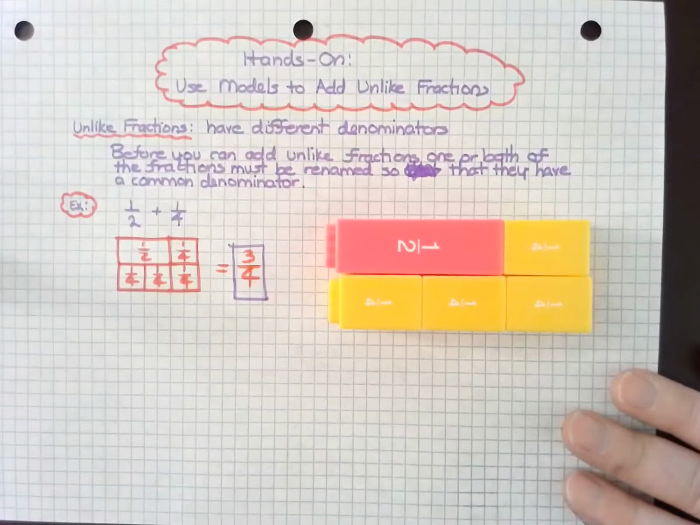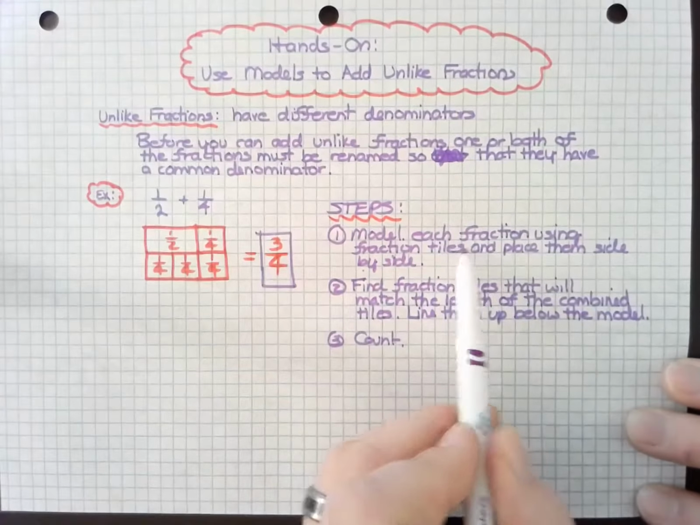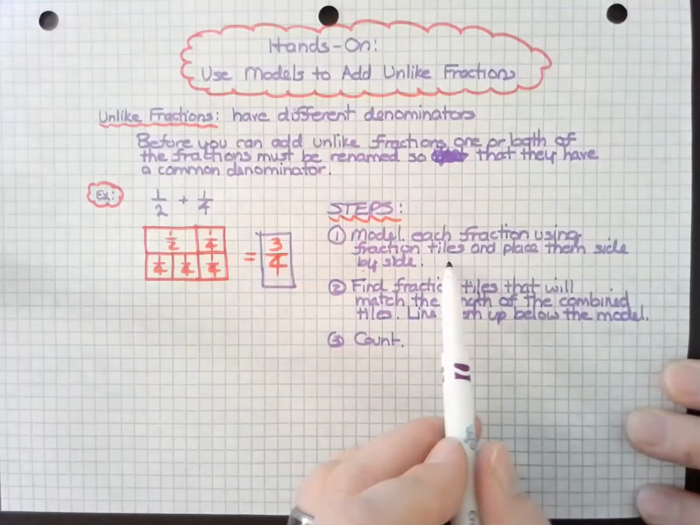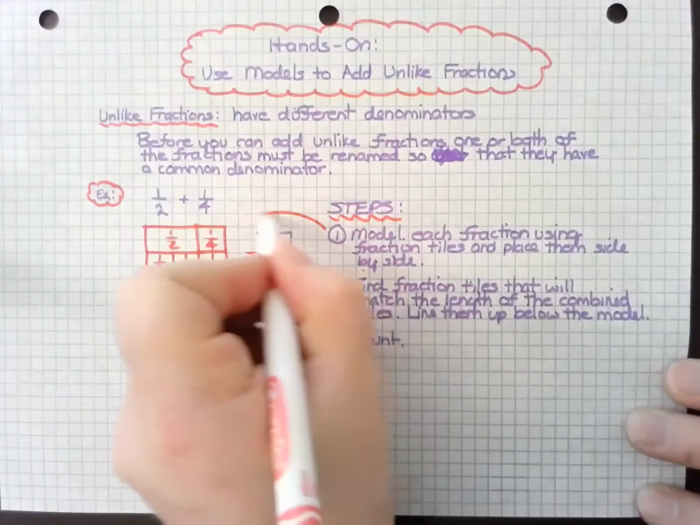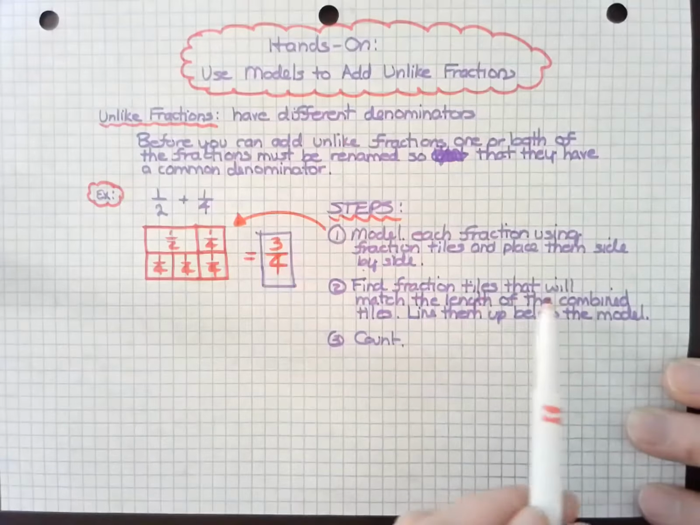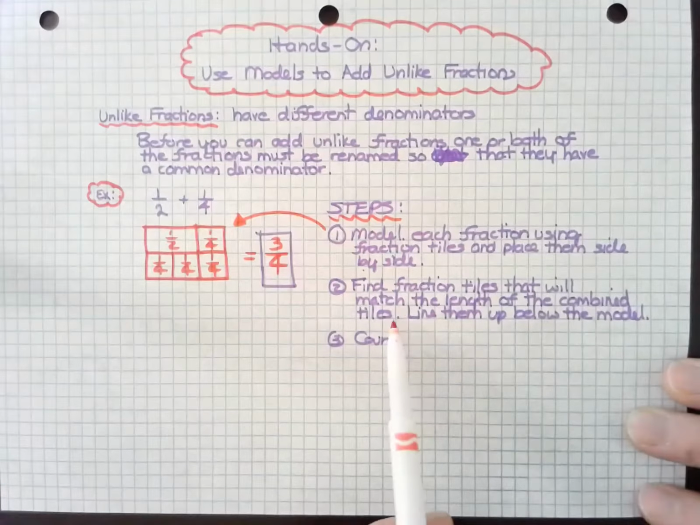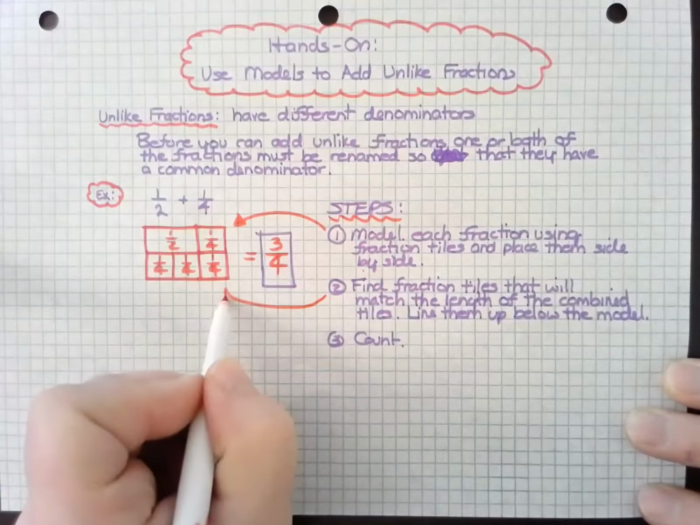So here are the steps. So the steps are to model each fraction using fraction tiles and place them side by side. And so that's what I did right here on the top. And then to find fraction tiles that will match the length of the combined tiles and line them up below the model. And so that's what I've done right there.